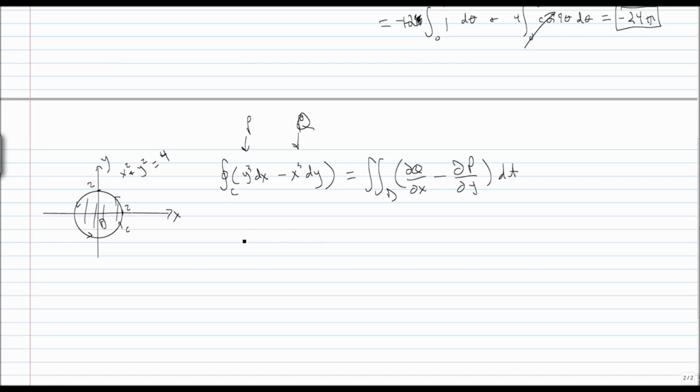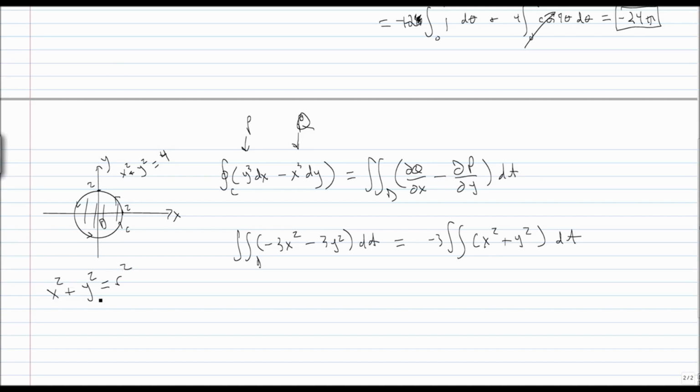Okay, so when we compute those partial derivatives, we end up with minus 3x squared minus 3y squared dA. Okay, so we can factor out the 3, and then we have the integral dA. Now, this integral would be sort of tricky if you did it just like that, but to simplify things, I'm going to use polar coordinates. So I'm going to make my substitution here that x squared plus y squared equals r squared, and I'm going to say that dA is going to equal r dr d theta.